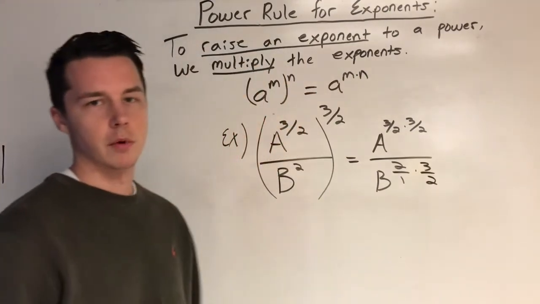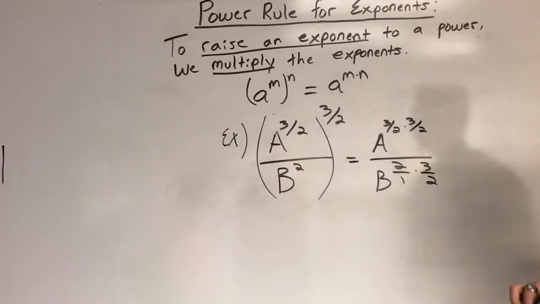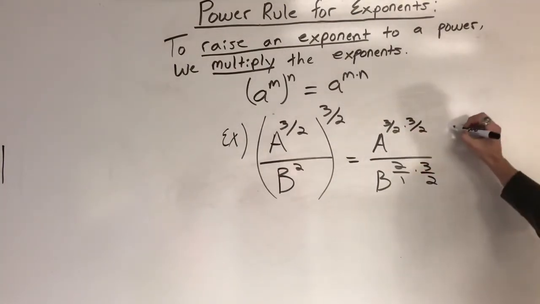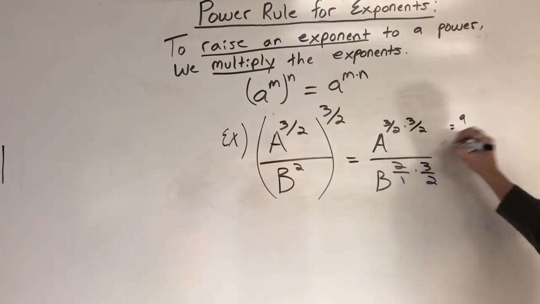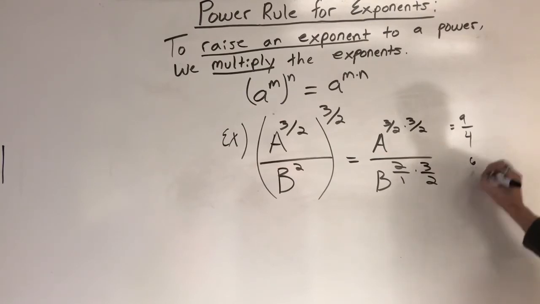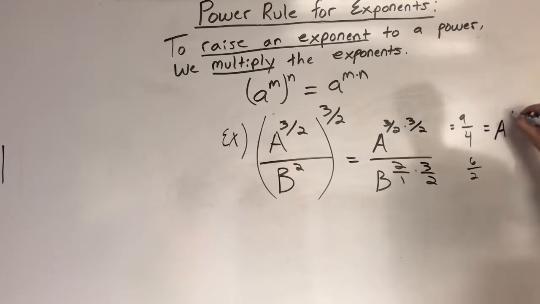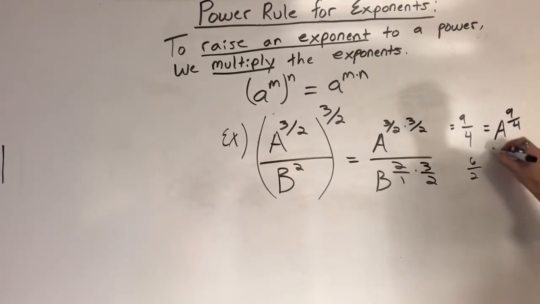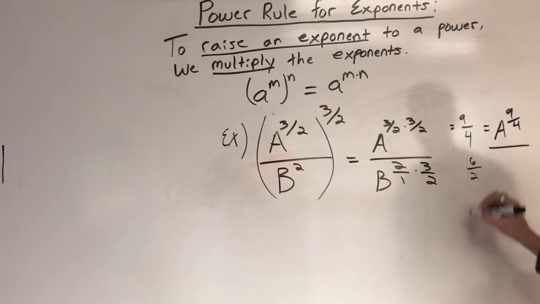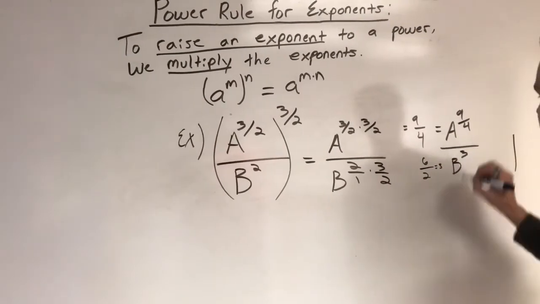And now this is just a problem where we're just multiplying fractions. So what we're going to get is, if we get 3/2 times 3/2, well, 3 times 3 is 9, 2 times 2 is 4, and then we have 2 times 3 is 6, 1 times 2 is 2. Well, 9 over 4, that just stays like that, so we're going to get a to the 9 over 4. It's 6 divided by 2, that reduces to 3, right? So we'll get b cubed.